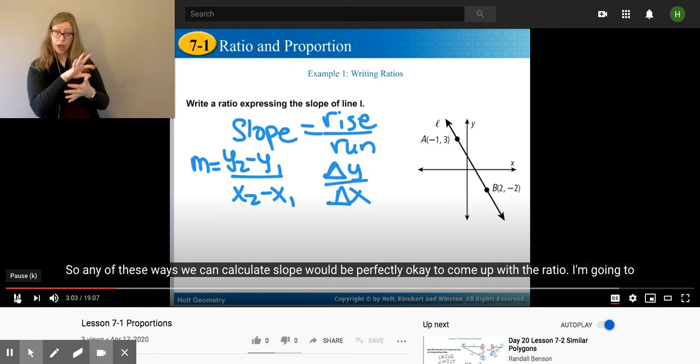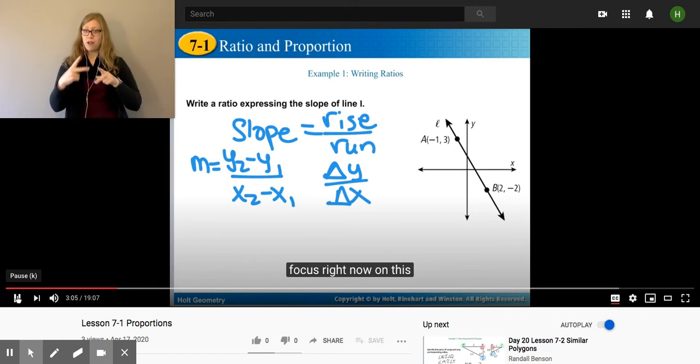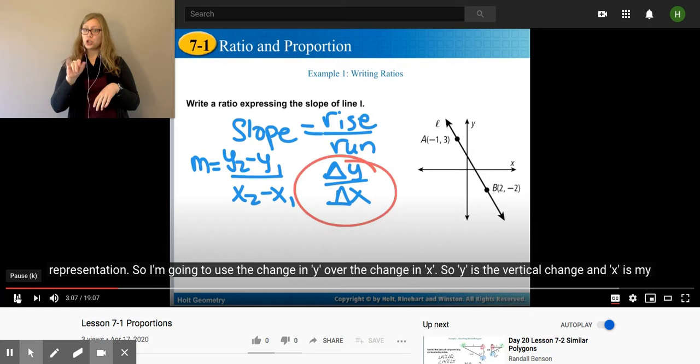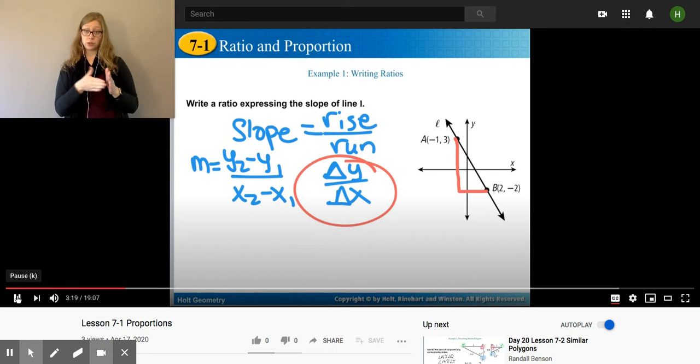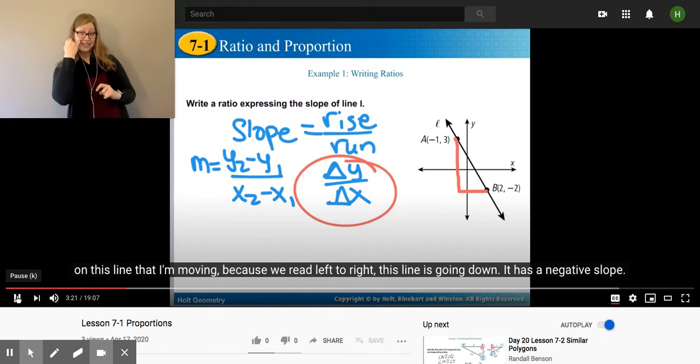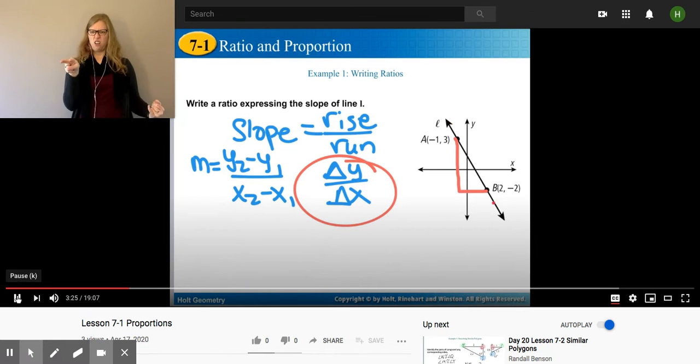I'm going to focus right now on this representation. So I'm going to use the change in y over the change in x. So y is the vertical change, and x is my horizontal change. And so I can see that as I go on this line, I'm moving, because we read left to right, this line is going down. It has a negative slope.